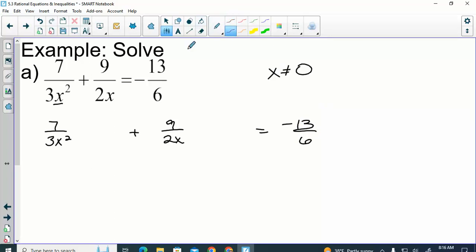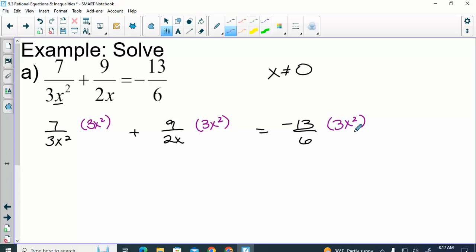So if I'm looking at this first one, what would cancel a 3x squared? 3x. Yeah, you basically just multiply by the denominator. But if you do it on one, you have to do it on all of them. Now, ultimately, I don't want to just go through and multiply by every denominator because that might make my problem more complicated than it needs to be.